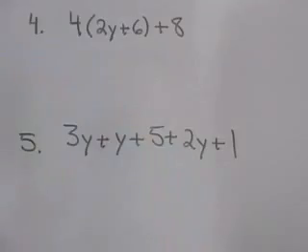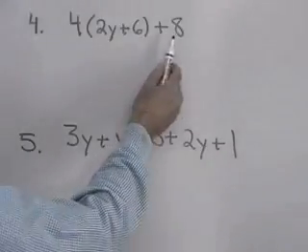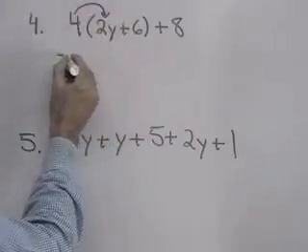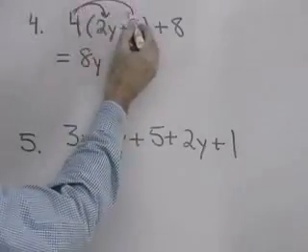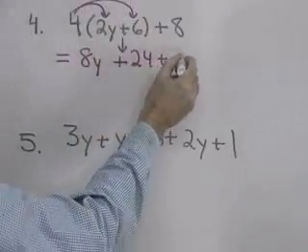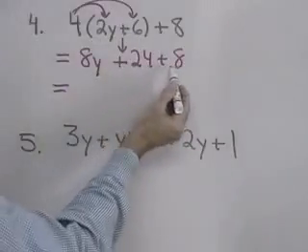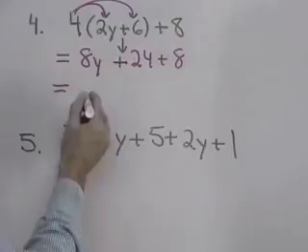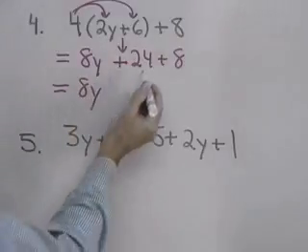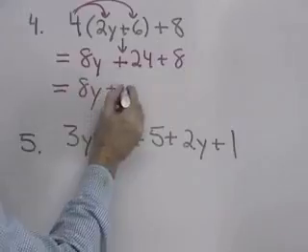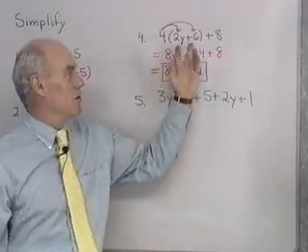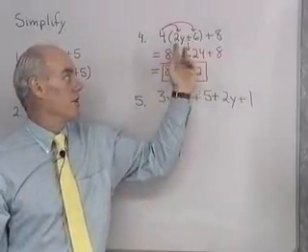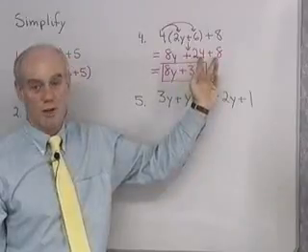Let's look at another one. Problem 4, I have 4 times the quantity 2y plus 6, and then outside the parentheses plus 8. Again, the distributive property, 4 times 2y will be 8y, plus 4 times 6 is 24, and then plus 8. Now I can regroup here and group the 24 and the 8 together using the associative property. I won't show that. I'll just write 8y plus 24 plus 8 will be 32. So that simplifies down to 8y plus 32. So I use the distributive property here to multiply this out and remove these parentheses. Then I'm adding what really are called similar terms.